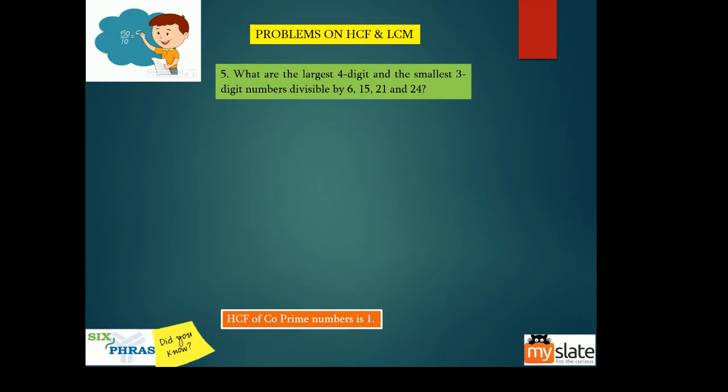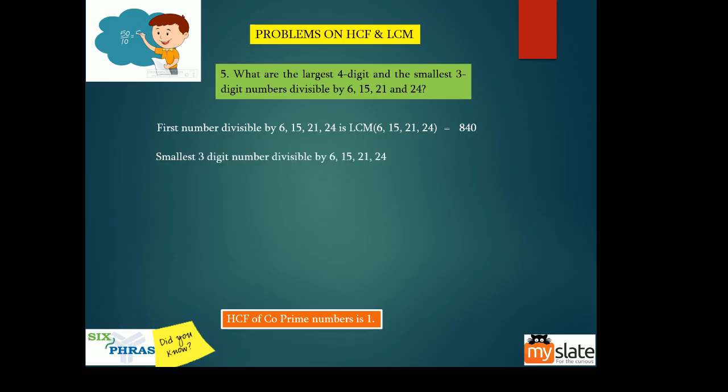What are the largest 4-digit and smallest 3-digit numbers divisible by 6, 15, 21 and 24? In this case, the first thing you have to do is find the first number divisible by them all. So the LCM of 6, 15, 21 and 24 is 840. The smallest 3-digit number divisible by 6, 15, 21 and 24 will be 840.